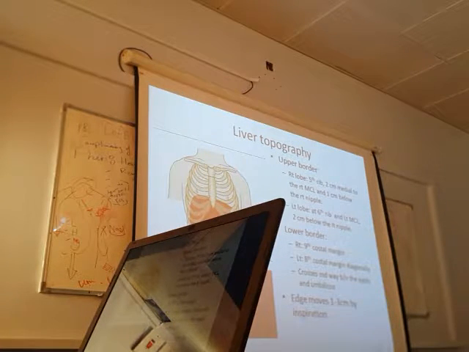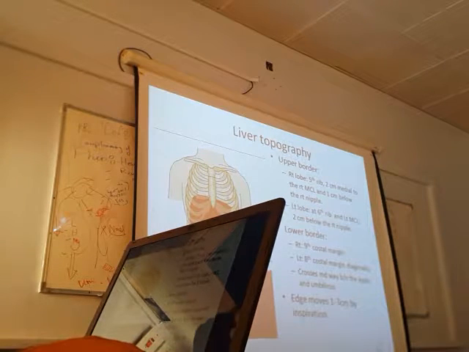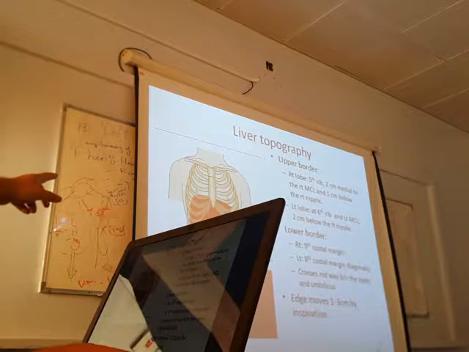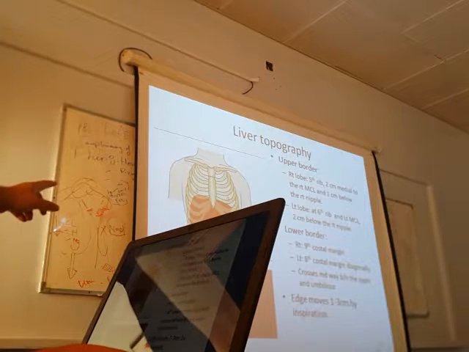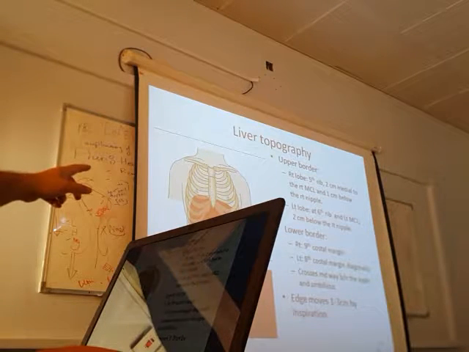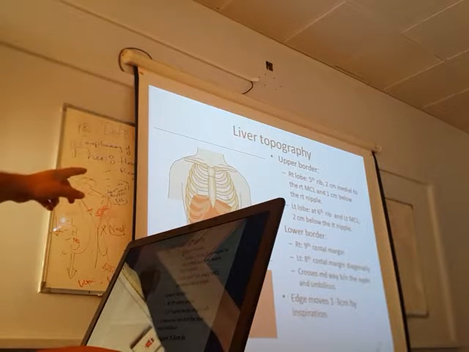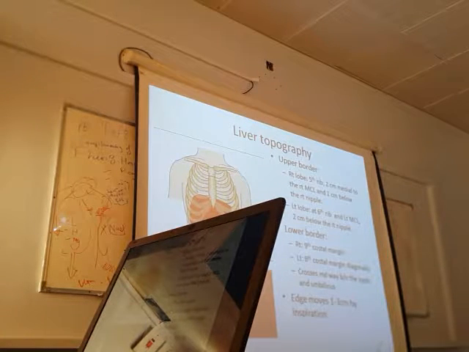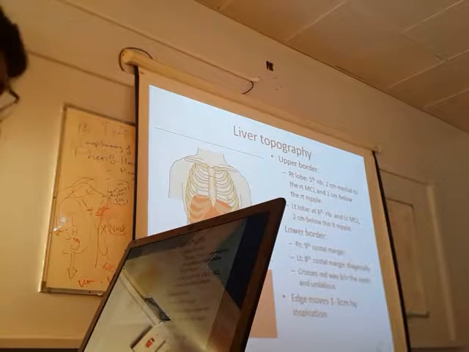Now you know the upper border, the lower border, the right lobe and the left lobe, so you know the anatomy, right? The right lobe is 1 centimeter below the nipple, 2 centimeters medial, and the left lobe is at the sixth rib, mid-clavicular line, here, 2 centimeters below the nipple. That is the upper border. The lower border is the costal margin: the ninth costal margin on the right and the eighth costal margin on the left.